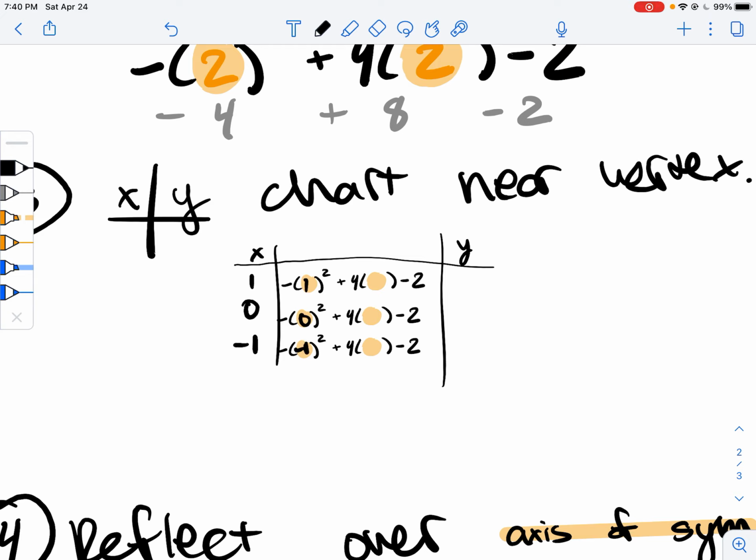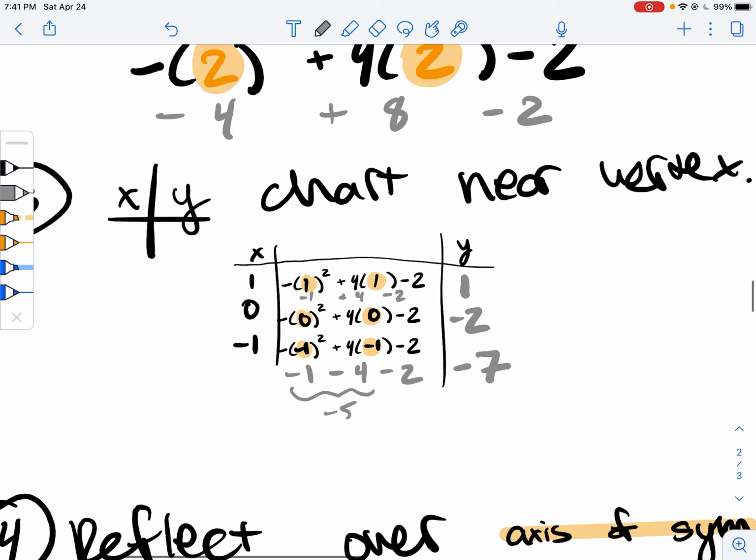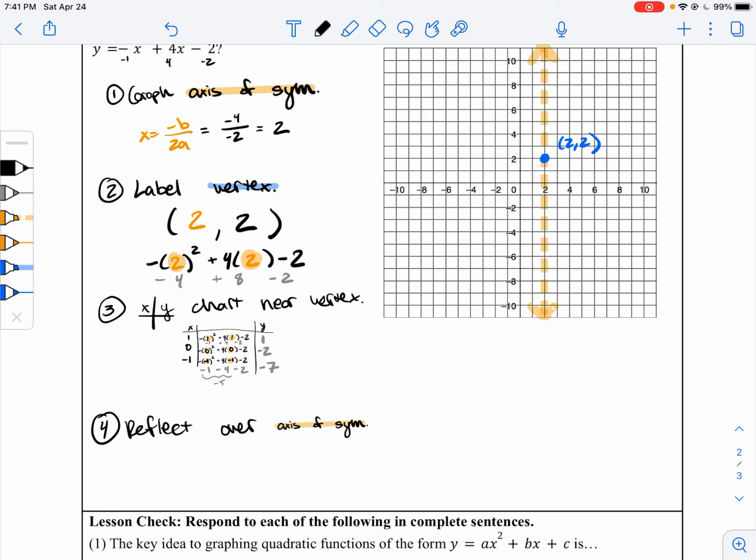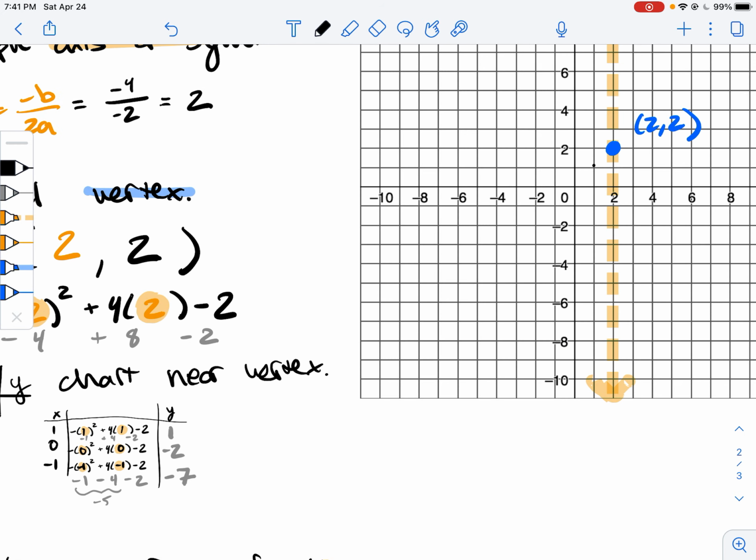Well, we get negative 1 plus 4 is 3, minus 2 is 1. We get negative 2, and we get negative 1 minus 4 minus 2 is negative 5 minus 2 is negative 7. That de-escalated quickly. Hey, let's put them on our chart, or graph. So we have 1, 1, 0, negative 2, and negative 1, negative 7. Wow, that's so good.